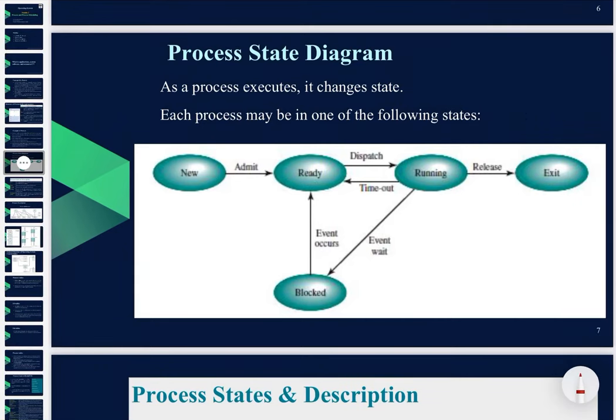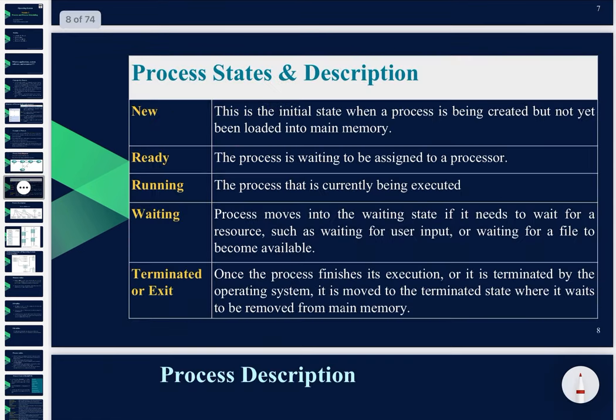So next topic under process concept and scheduling is the process state diagram. As a process executes, it changes state. Each process may be in one of the following states. So what are the different states? One is the new state, then the ready state, running state, exit state, and blocked state.